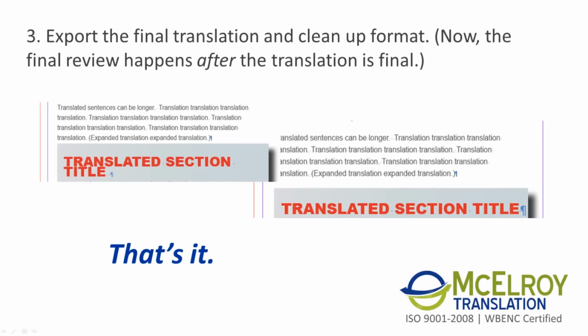And then the final review happens after the translation is final. What that means is you can have an editor or a proofer look at the translation while it's in the CAT tool. And then once the translation is finalized, you pull that out and you're ready to look at just the format. So you're at the final translation and you don't have to be sending it back and forth. And that's it, and it's much, much quicker, and there's just a lot less room for error, which is really great.